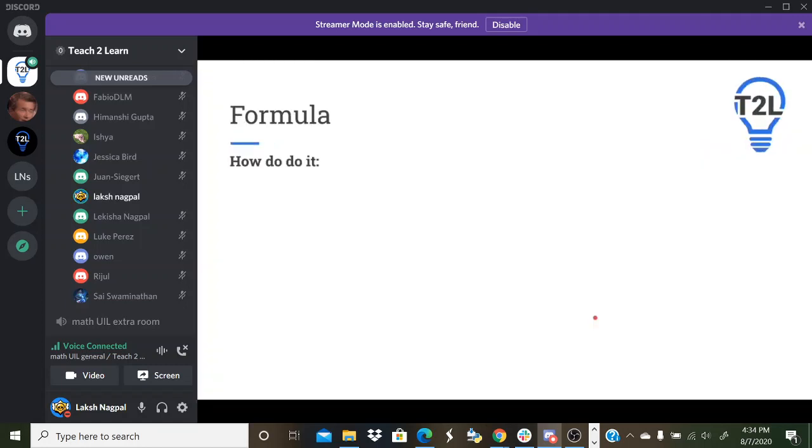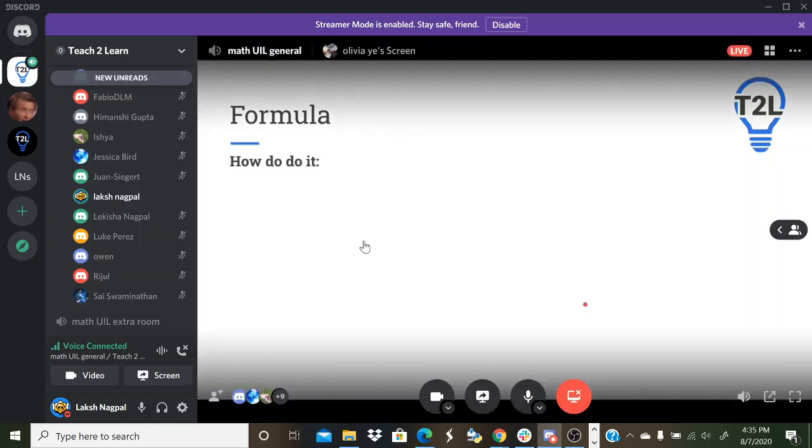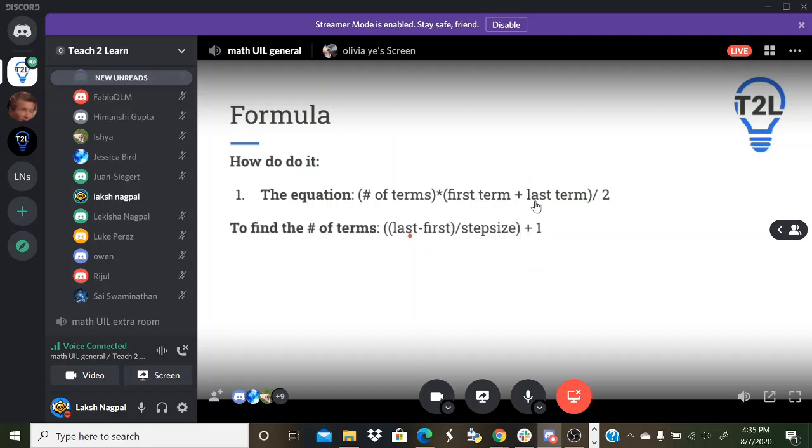So that formula is basically, you want to first find the number of terms of the sequence, the number of terms meaning however many numbers there are in the sequence. And then once you find the number of terms, you multiply that by the first term plus the last term and divide that by 2.